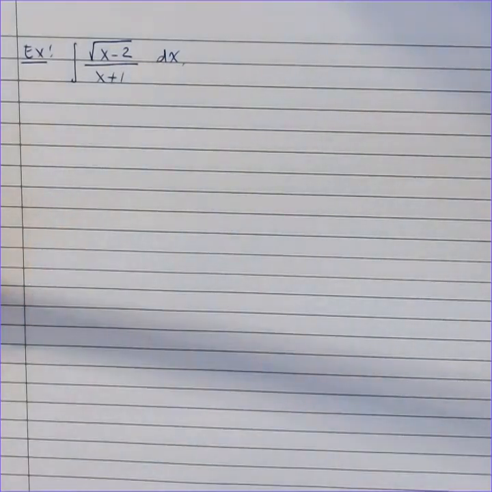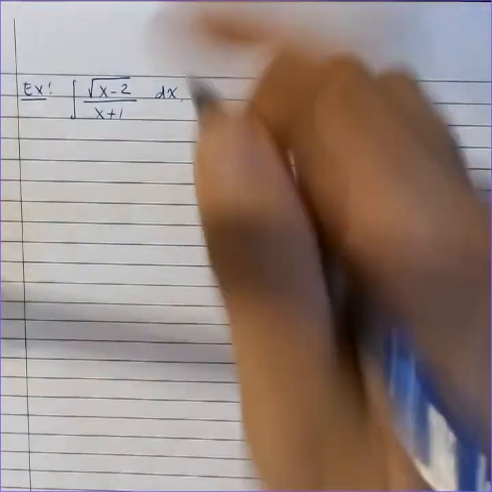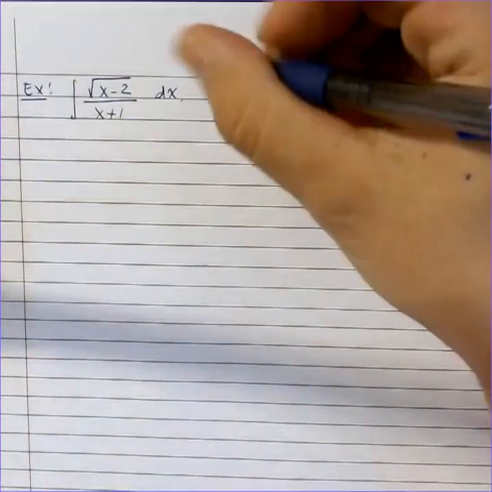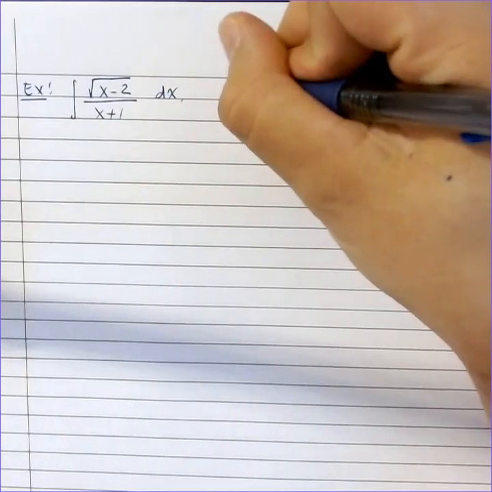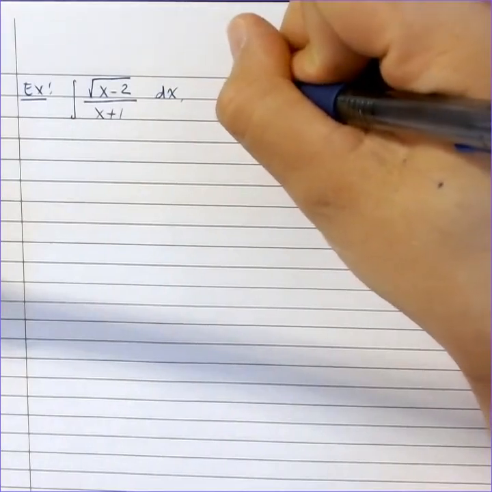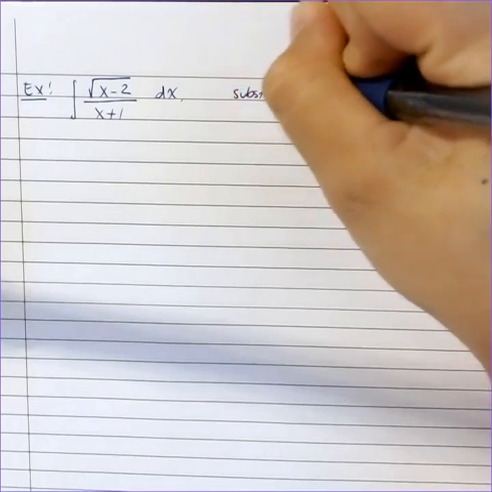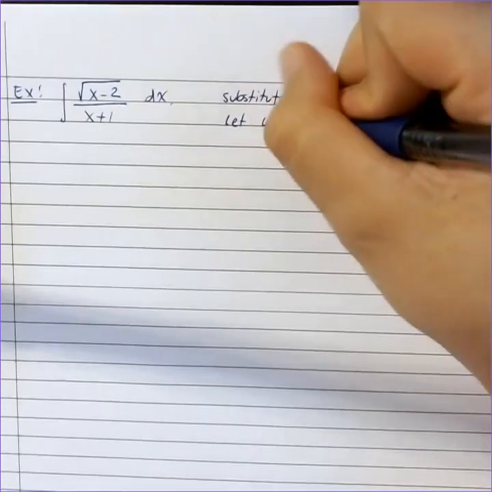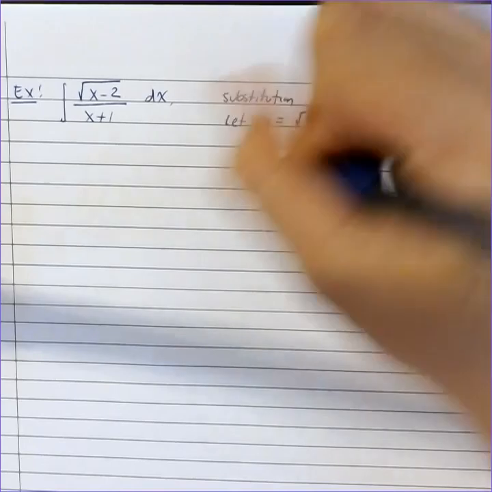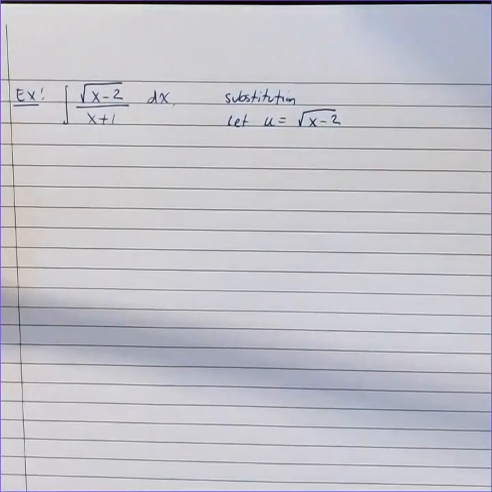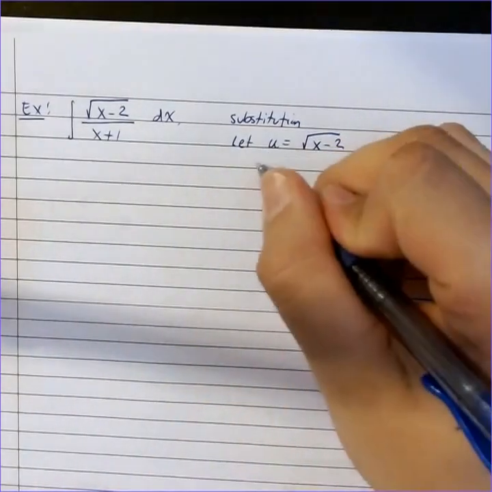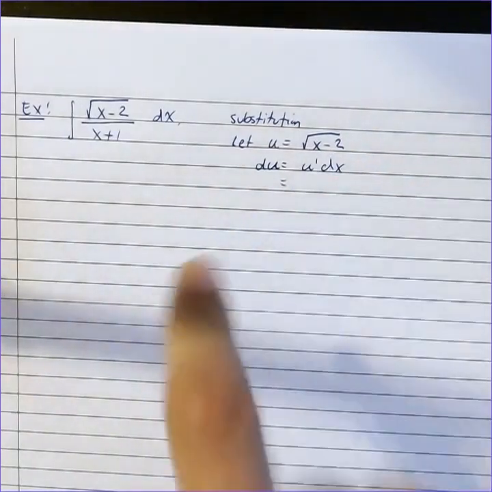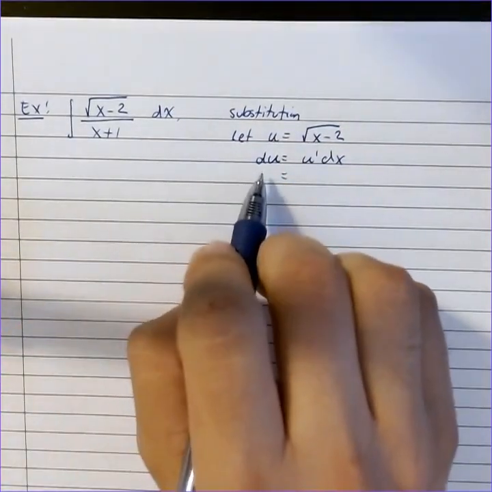So here, I've gone ahead and done the problem ahead of time, so I know which one to use. That way I don't waste your time showing you a couple of other ones which might not work. Here, I'm going to go ahead and perform the substitution. I'm going to say let u equal the square root of x minus 2. So I'm taking the entire numerator and calling that u. Okay, well if that whole thing is u, then that means du is going to be u prime dx. That's the definition of du, the differential of u.